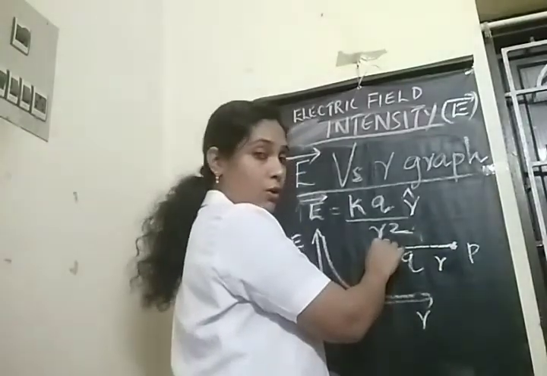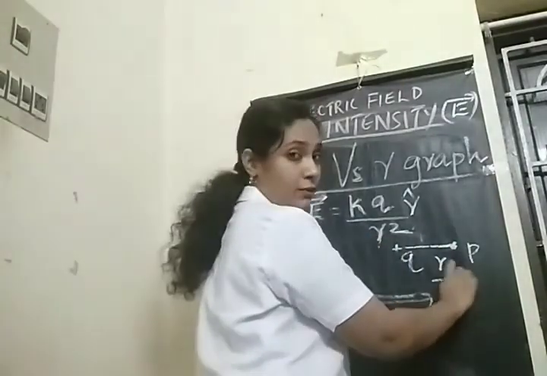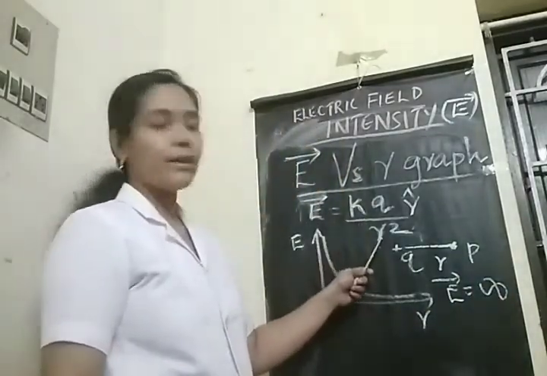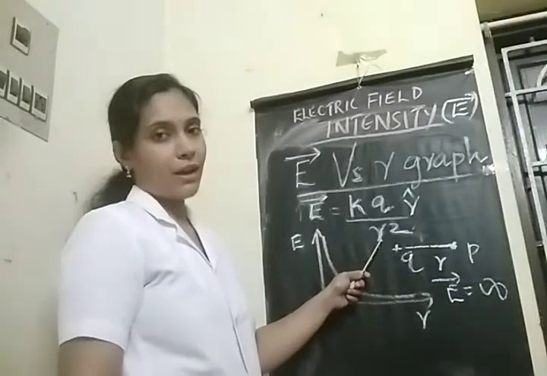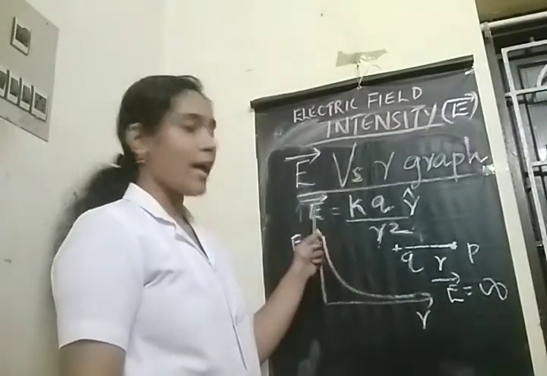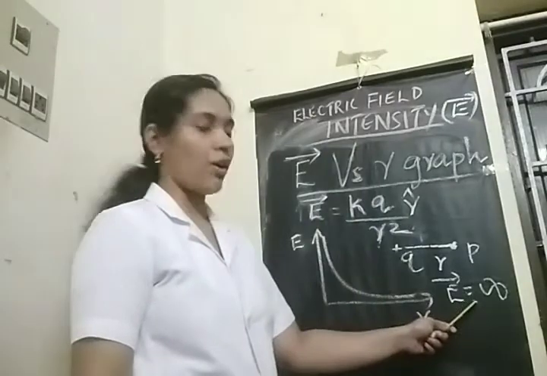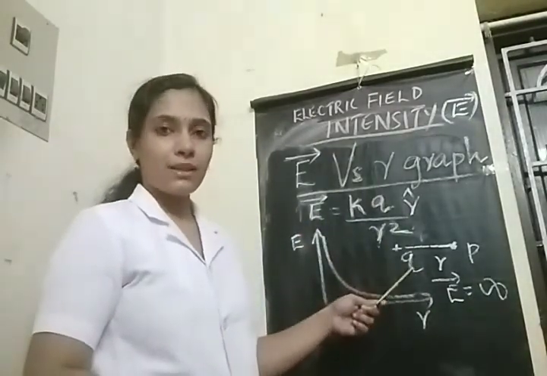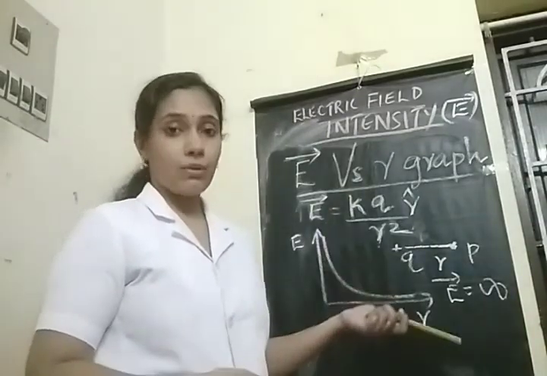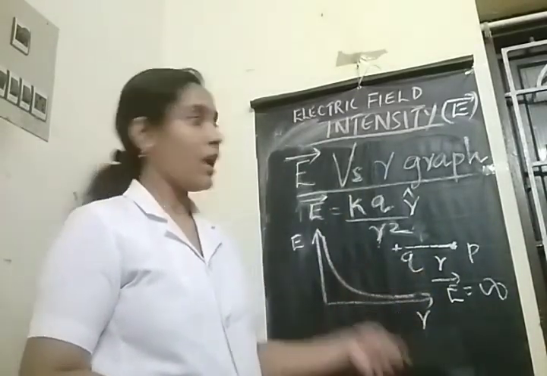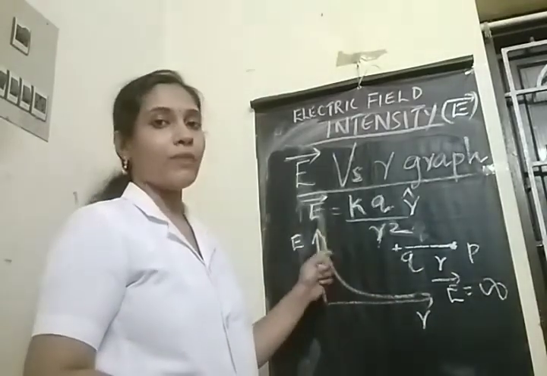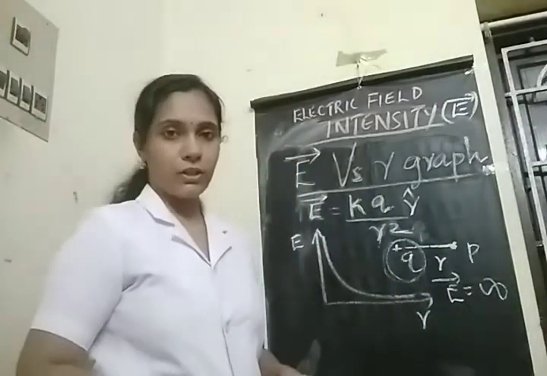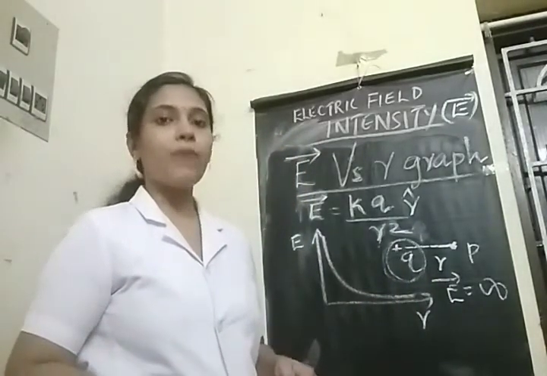So if r is equal to 0, what will be the electric field? The electric field will be undetermined, because anything divided by 0 is undetermined. So if r equal to 0, as per this expression, electric field cannot be determined at that particular location. That means we cannot calculate the electric field intensity at the position of the electric charge; at its own position, it's not possible to find out the electric field intensity.